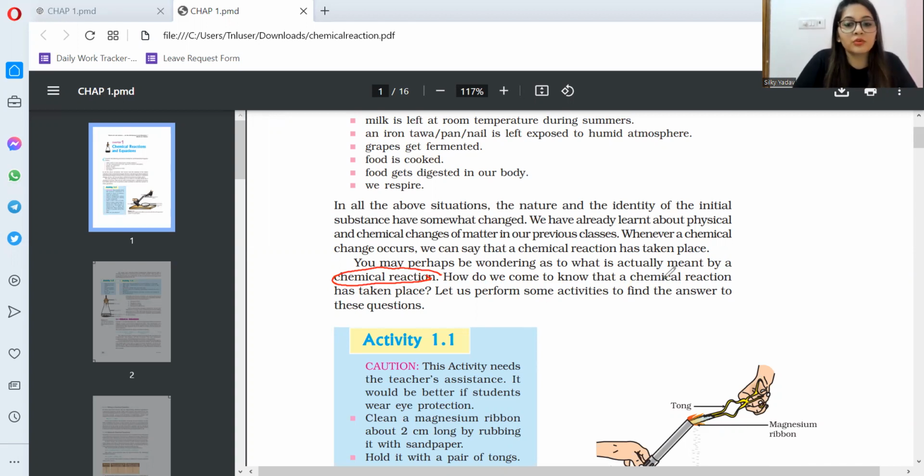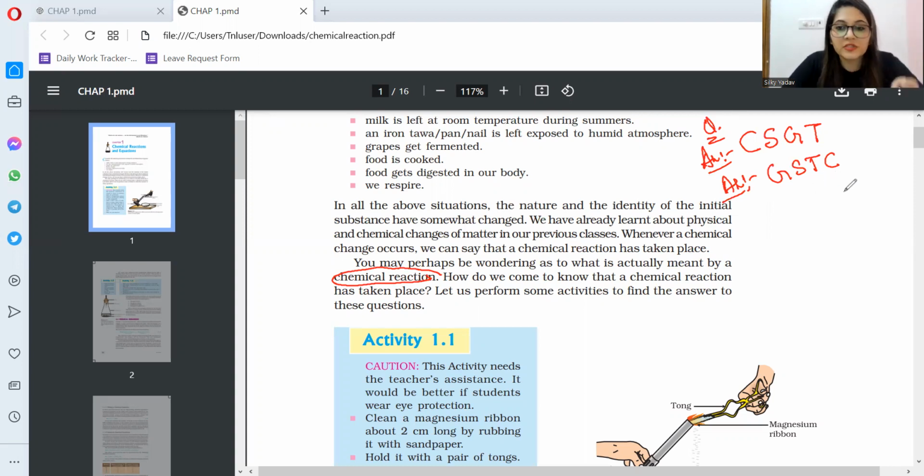So how do we come to know that a chemical reaction has taken place? This is the first question: how will you get to know that yes, a chemical reaction has actually taken place? For this, I have two tricks, whichever suits you, you can learn it. One is SGT, CSGT, and the other trick is GST. You all know that GST is a charge which is charged by the government to us, right? So GST, and C you just have to include, okay?